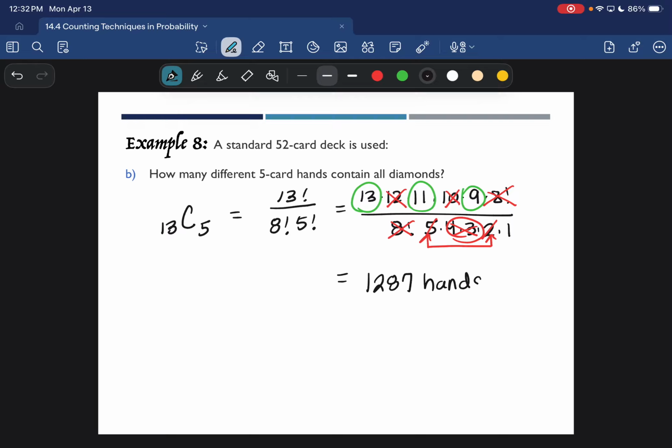1,287. That is much fewer than 1/4 of my 2 million, right? It's a lot. I mean, 1,000 hands is many, but it's not near as many as 2 million. Agreed? So this is an uncommon thing to happen.